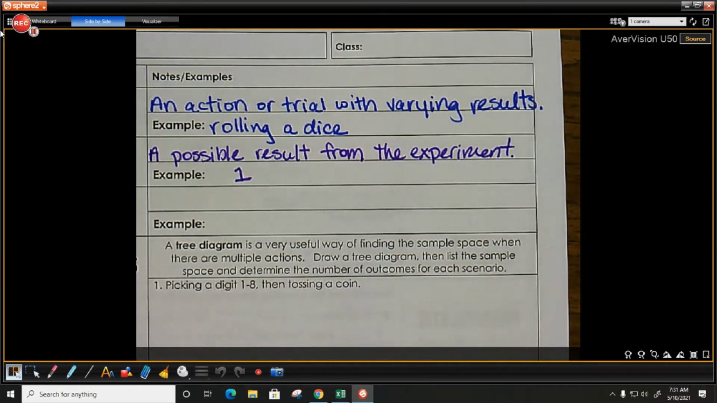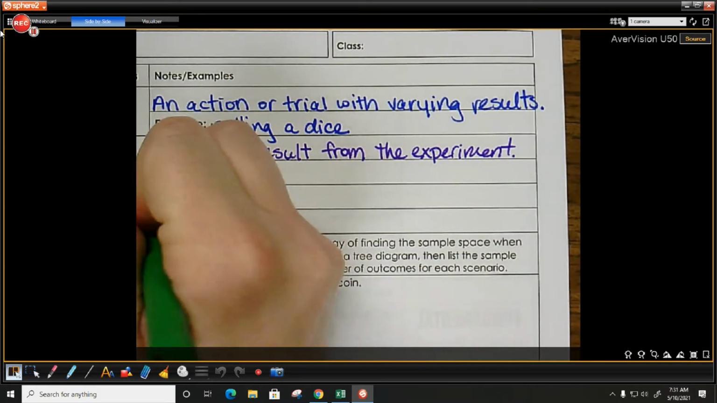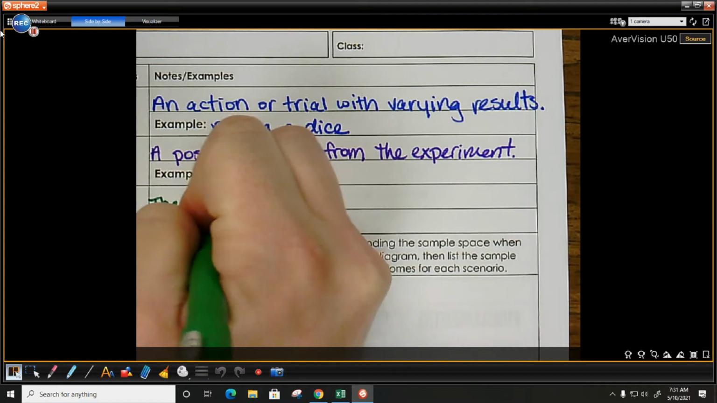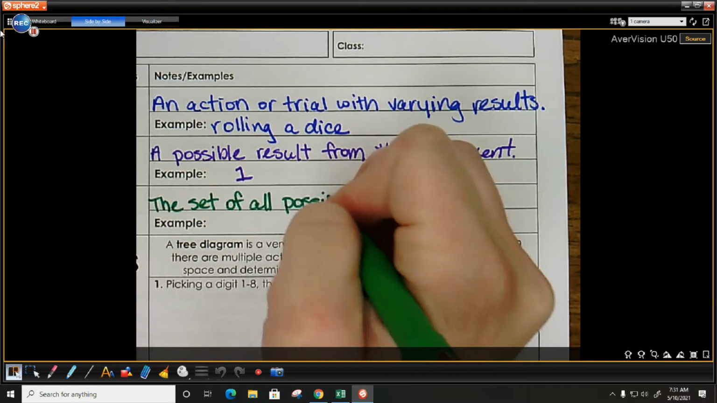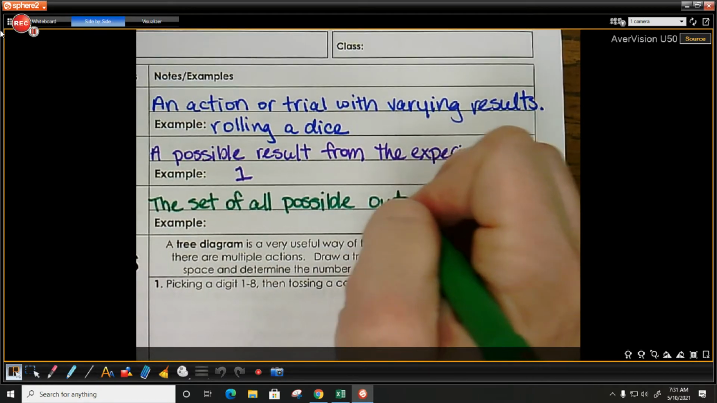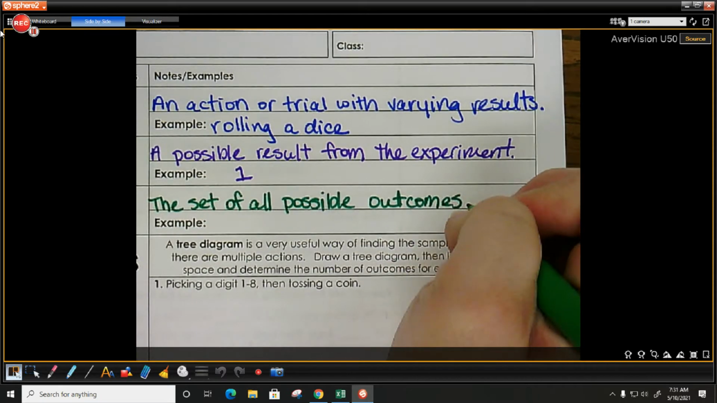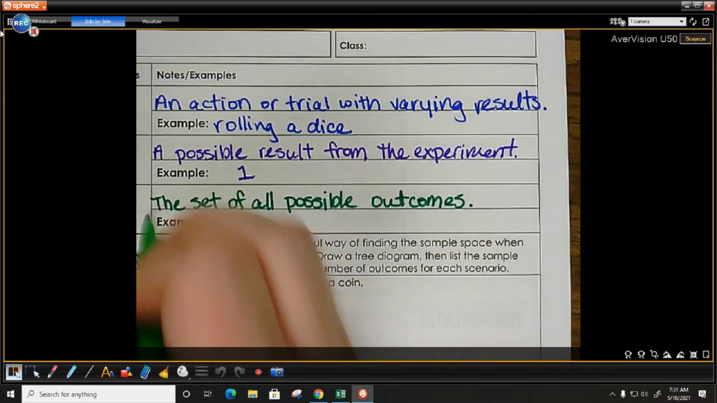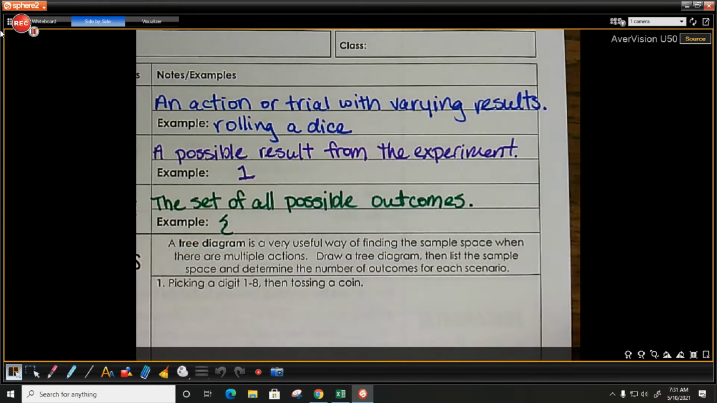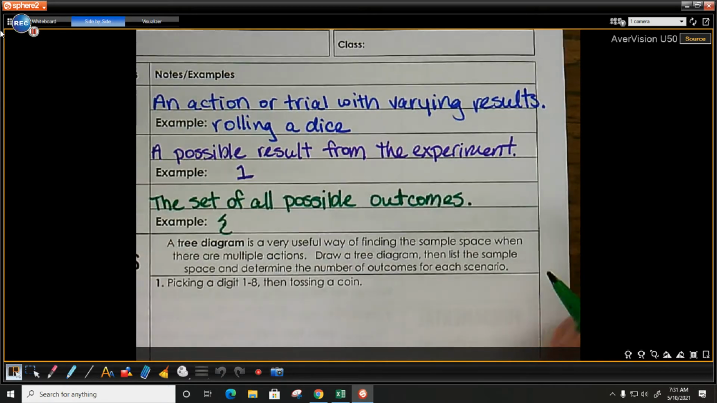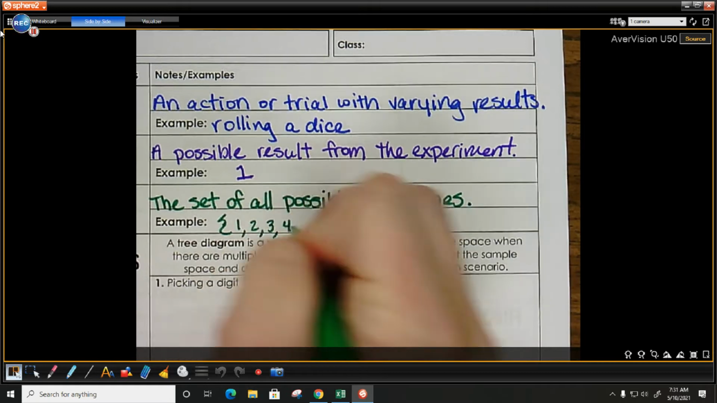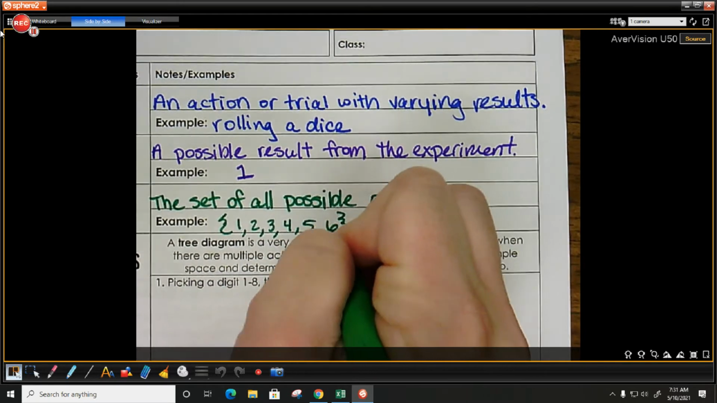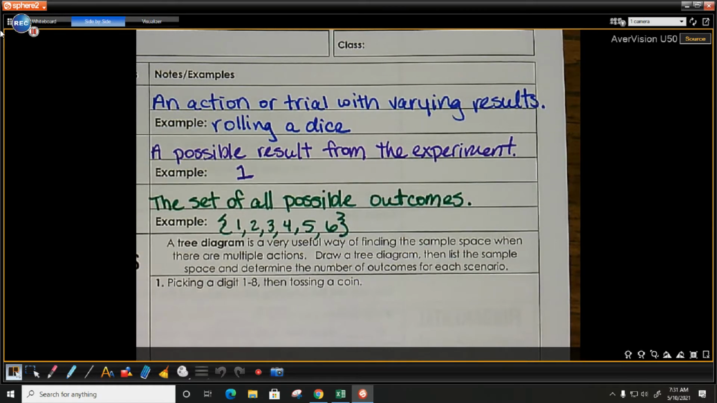Last vocabulary word, sample space. What's the sample space? It's the set of all possible outcomes. So, again, if we're talking about rolling a dice, use your set symbol, which is that curly bracket. What are all my possible outcomes of rolling a dice? 1, 2, 3, 4, 5, and 6. Close your curly bracket or your set. Good?